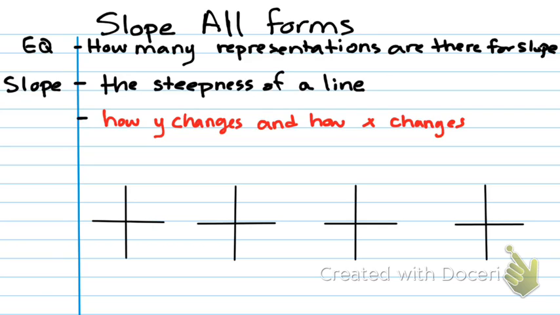So I know if I have a line that goes from left to right and it goes up, I know that's going to be a positive slope. If I go down from left to right, it's going to be a negative slope.